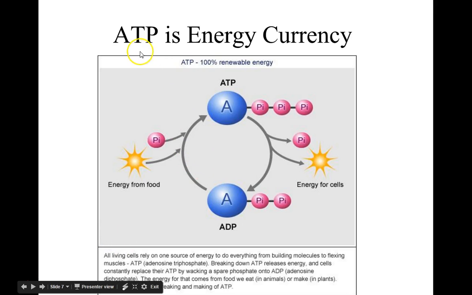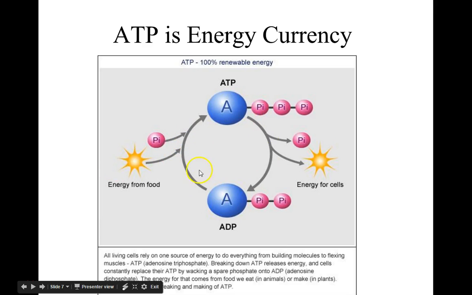So we can refer to ATP as this energy currency. It's 100% renewable. When we drop off a phosphate and our cells utilize the energy stored in that chemical bond, we're going to be able to do lots and lots of work with ATP. All the extra adenosine diphosphate molecules then become really good acceptors of phosphates, and we can pick up those extra phosphates from the food that we eat to build more ATP.